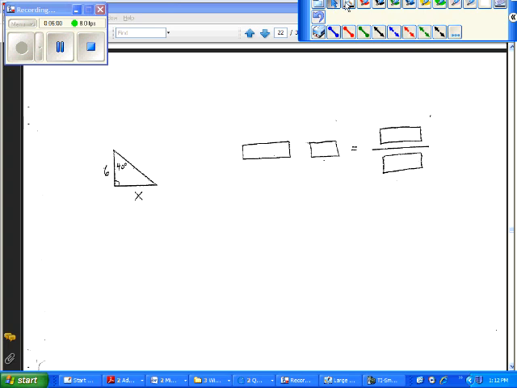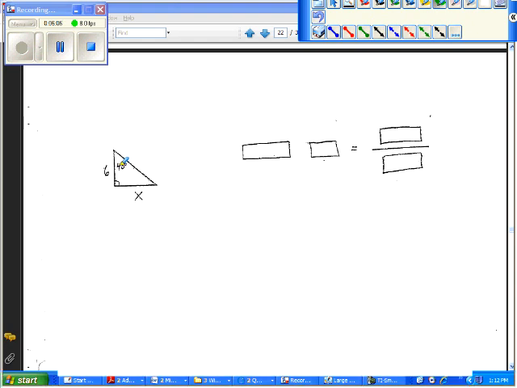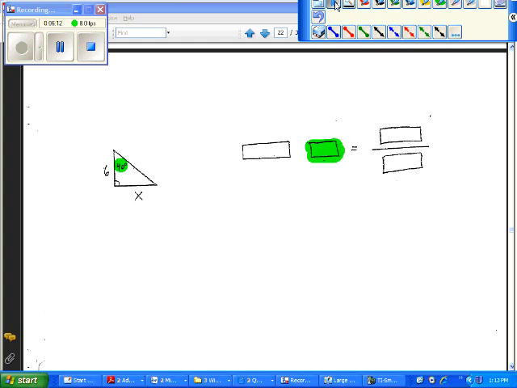So what's the first thing that you do to set up your trigonometric ratio? You find the acute angle, and the acute angle was 40. So the first thing we're going to do is fill in the angle slot. And so we're going to put in 40 degrees.